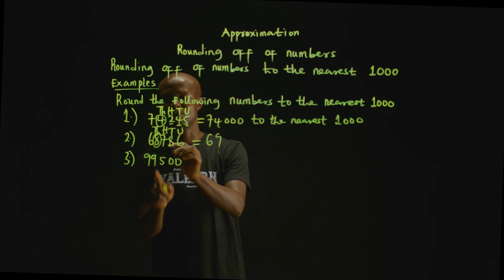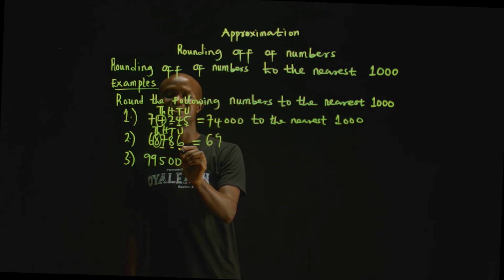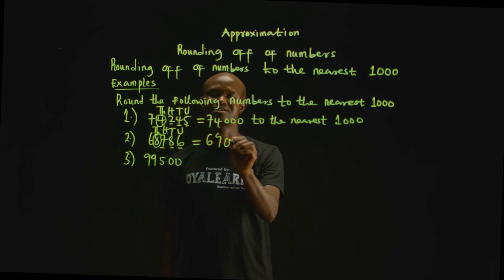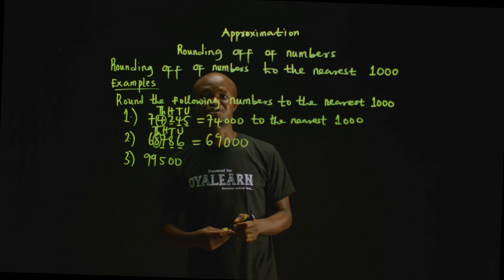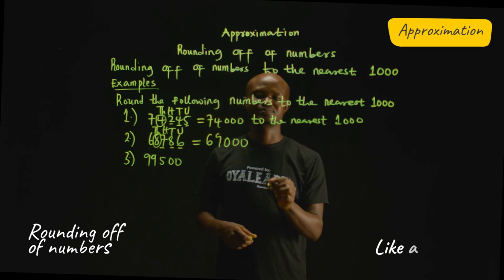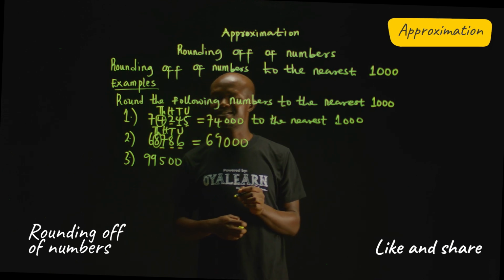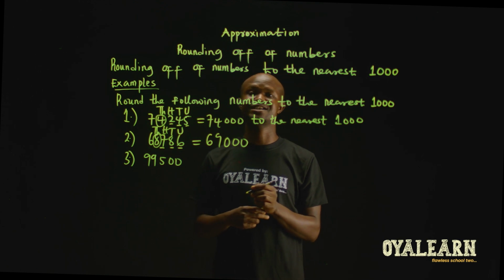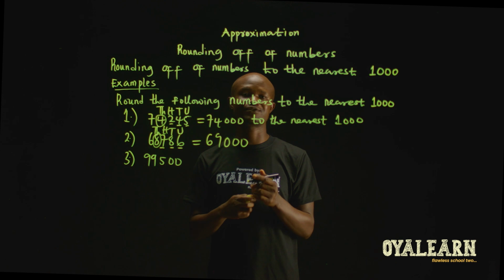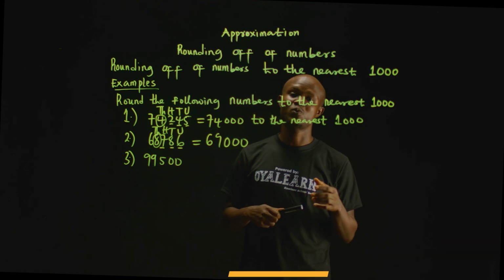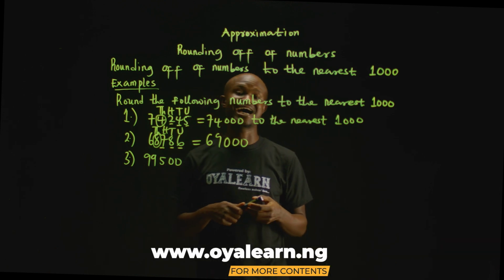And the positions of 7, 8, 6 return to what? 0. So it means that 69,000 is equal to 68,786. That is, when you approximate 68,786 to the nearest 1000, we have 69,000.